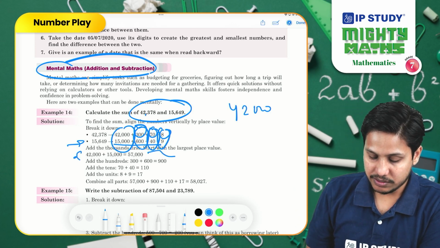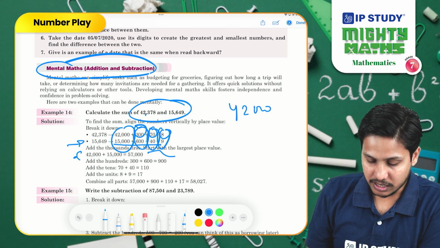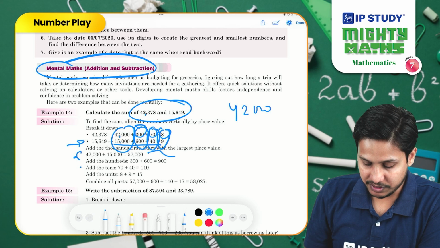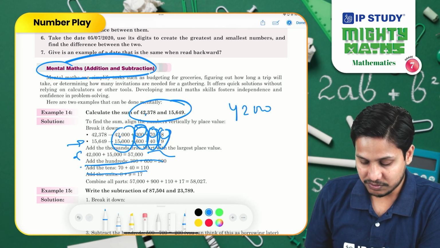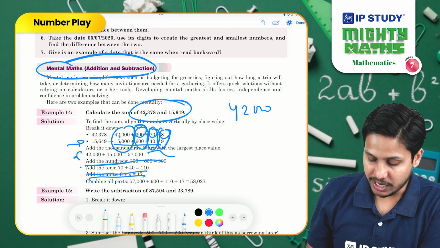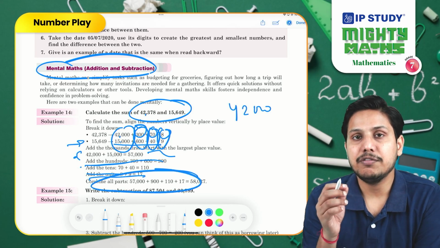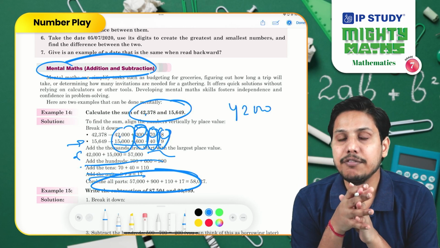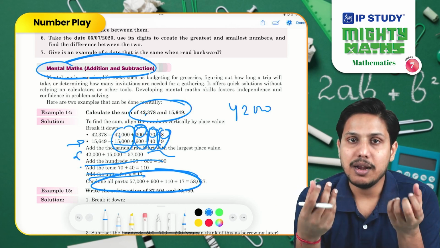So the sum is given here: for the 42,000 and 15,000, then for hundreds we have 900, for tens we have 110, and then we have 17. At the last, we can add all of this to get our final answer. So using these tricky methods, we can find the sum more easily and faster.